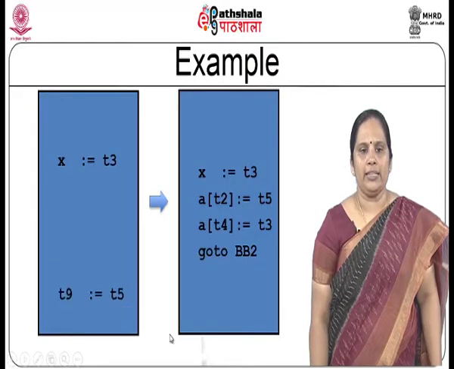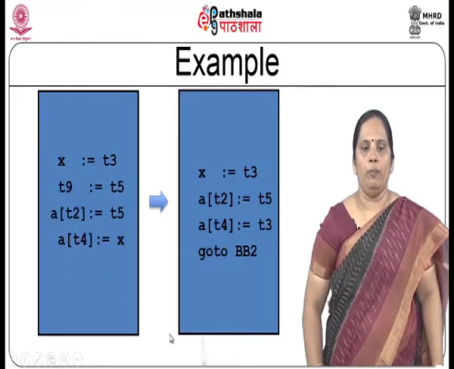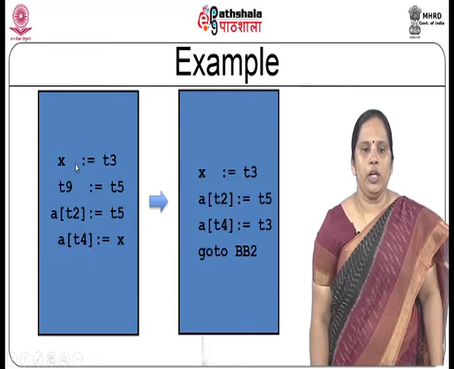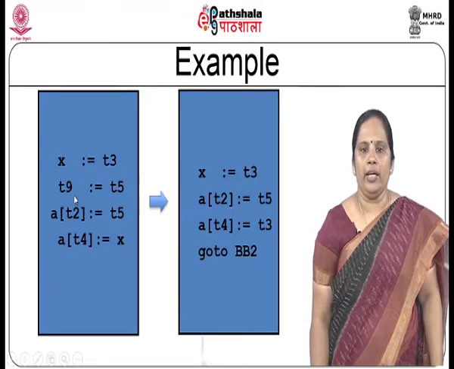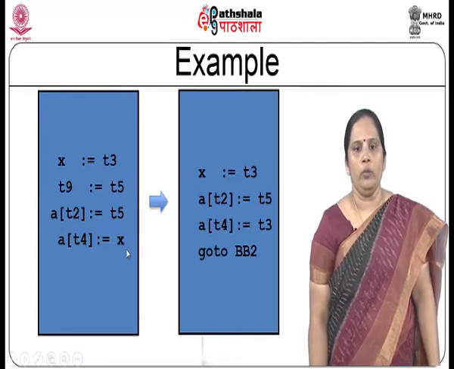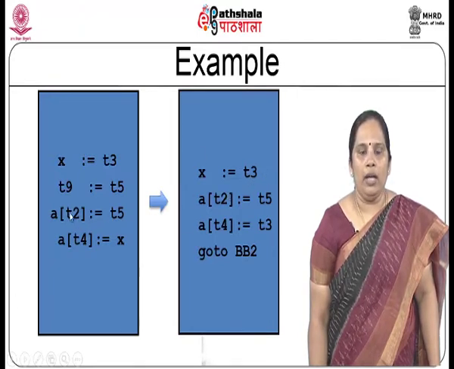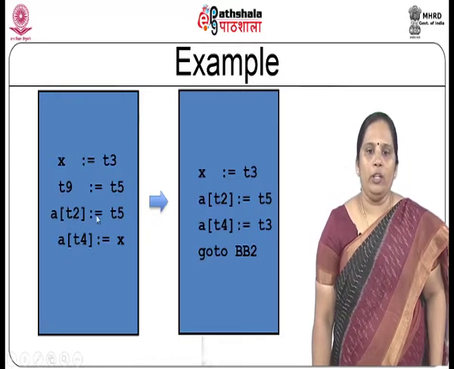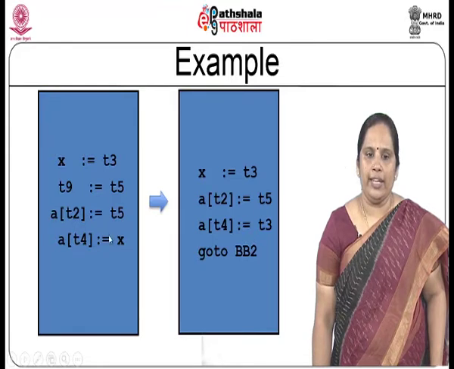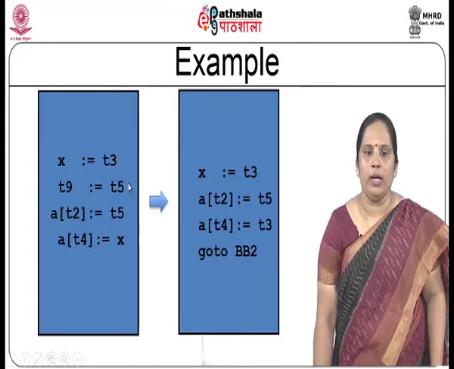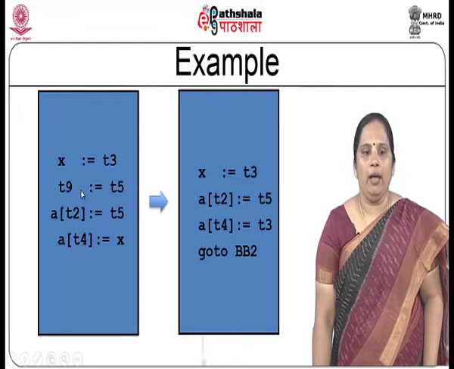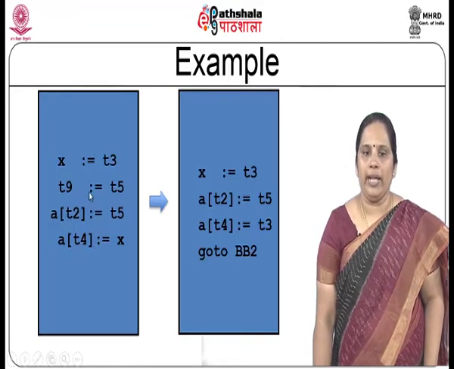Now let us take this example where we are on block B5. So this was your statement: x = T3, T9 = T5, A[T2] = T5 and A[T4] = x. So what happened actually is x = T3, and T9 = T5. Now A[T2] = T5 is your statement. Now this T9 = T5 becomes redundant because I am not using T9 at all. Therefore it has been taken off.